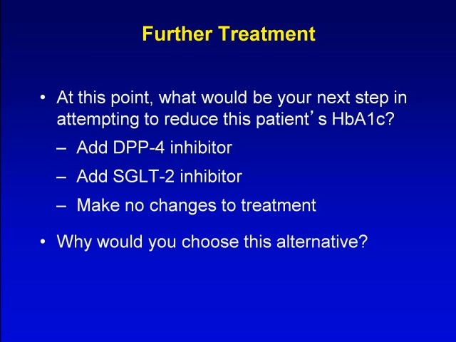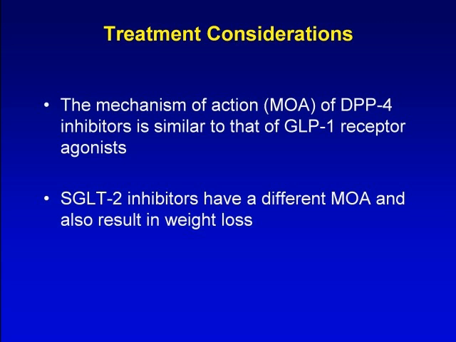So what would you do next? Would you add a DPP-4 inhibitor, or add more insulin, go up more on the insulin, or add an SGLT-2, or just leave him where he is and be happy with 8.5? As I was mentioning before, for this patient, insulin would be a big step, short-acting insulin, along with the weight gain and increased hypoglycemia. A possible alternative would be to add the SGLT-2 inhibitor.